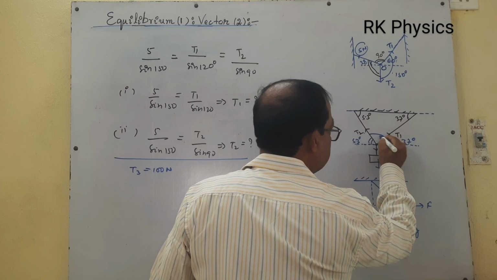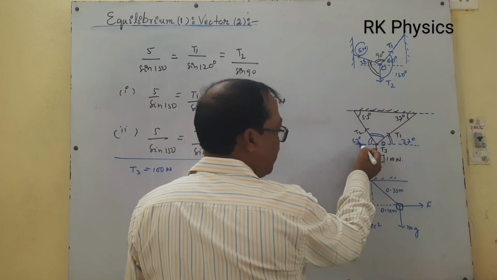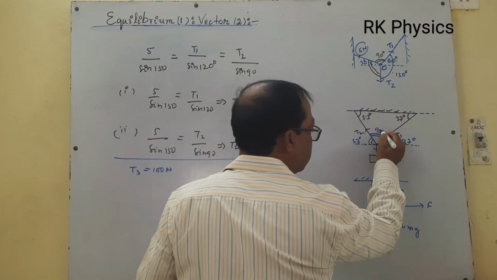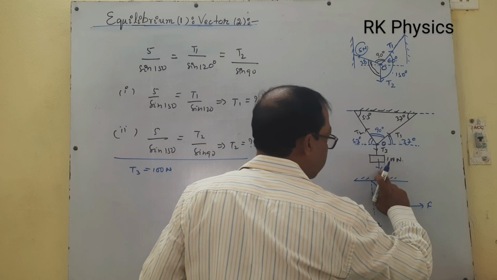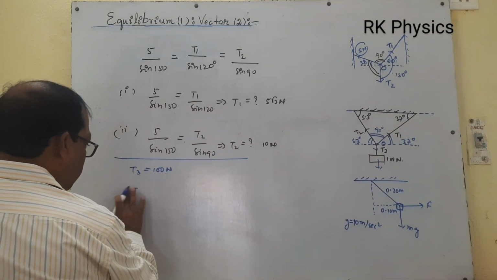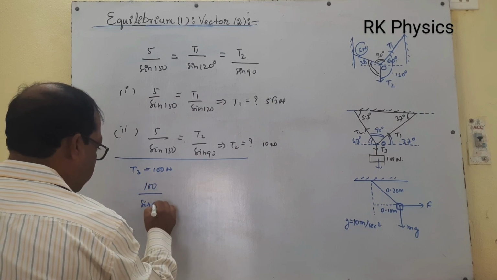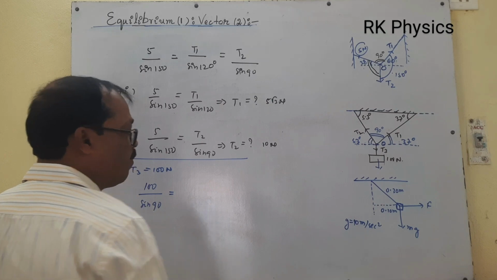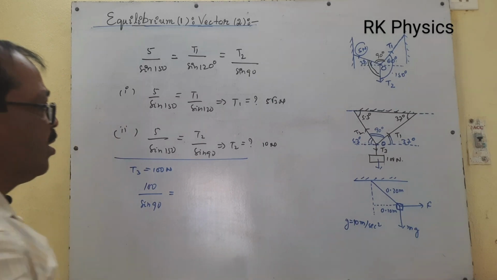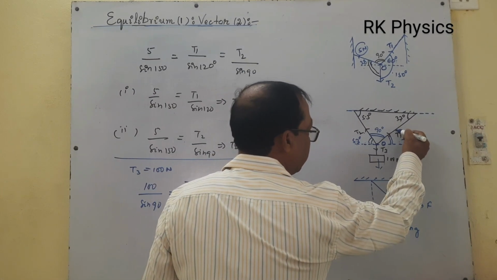T3 divided by this angle. This angle is 37 plus 53, which is 90. Therefore this angle is 90. First you take T3 by 90. That means T3 is 100, so 100 divided by sine 90. You use the triangle law: 100 divided by sine 90 equals T1 divided by the sine of its angle.